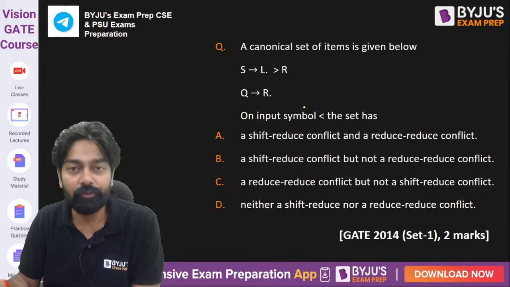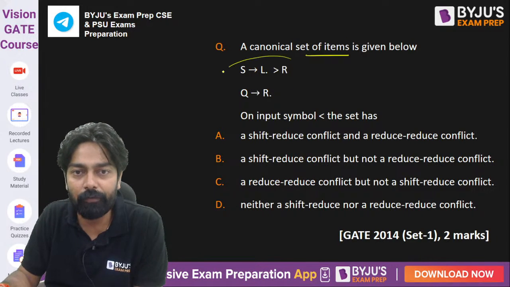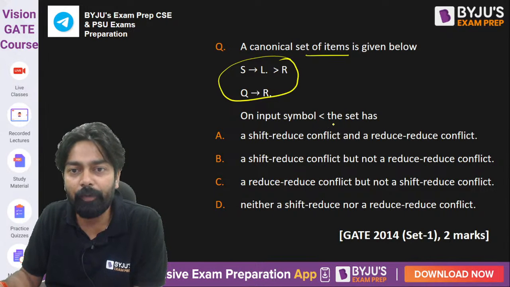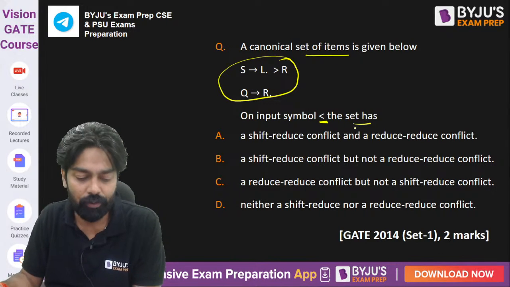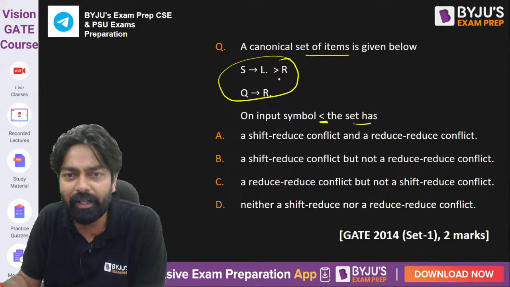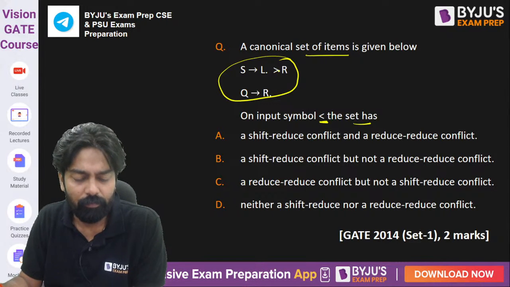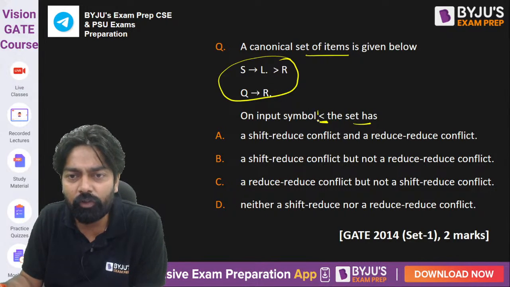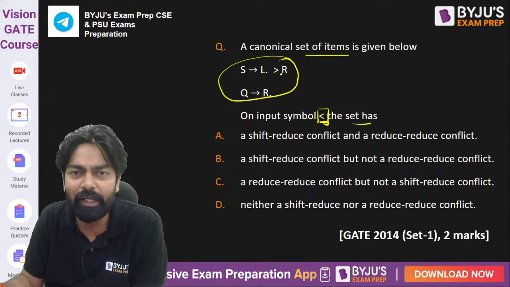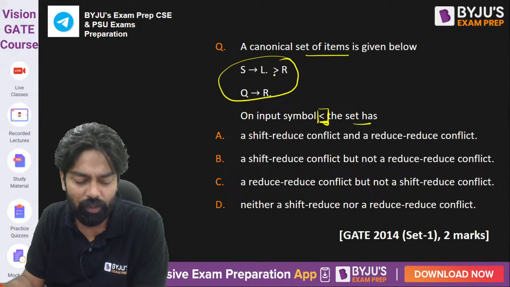Okay, can you please try this question? The canonical set of items is given below. They have given these states. Now, the input symbol, less than, the set has. Here I think the input will be greater than. It will not be less than, my dear friend. In the question they have given less than, so you will not get less than as input anyhow. You will get only greater than.